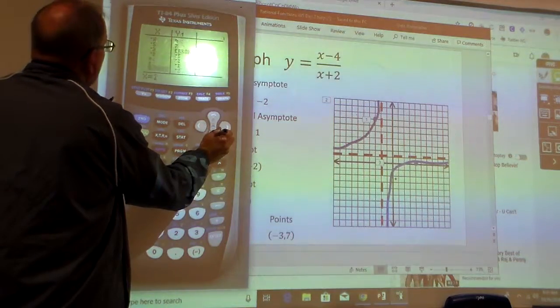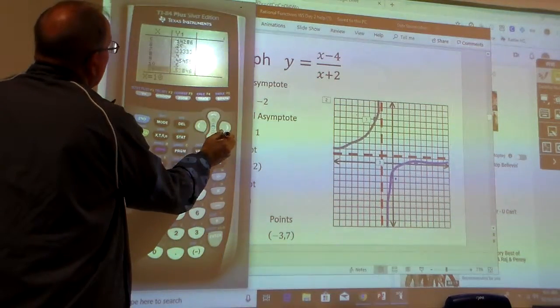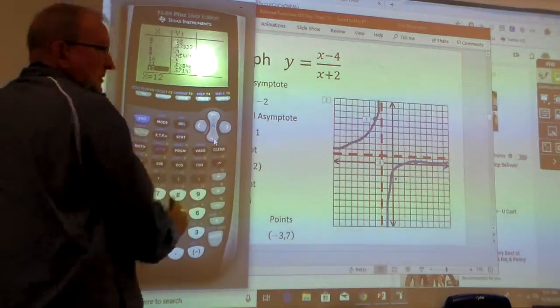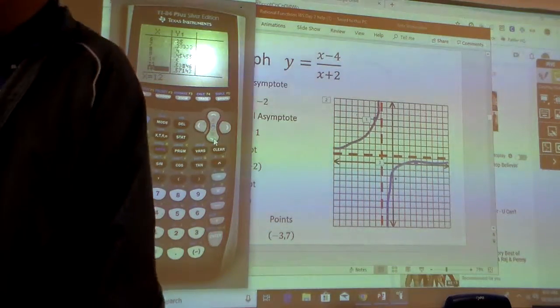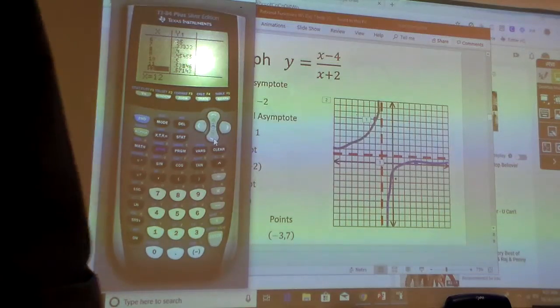And the same thing is true the other way. It's going to get real, real close to 1, but never hit it. And the calculators are real helpful to make sure you did your work correctly, and also to see what it looks like.